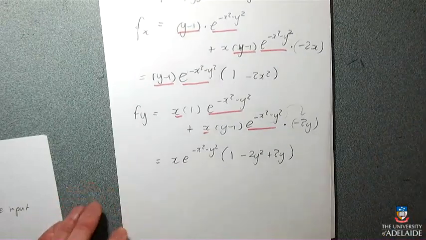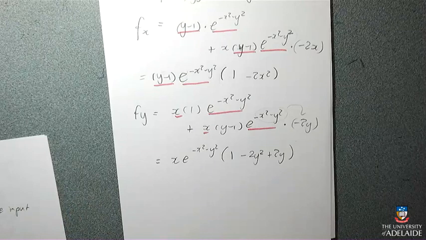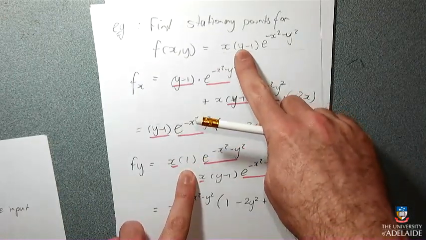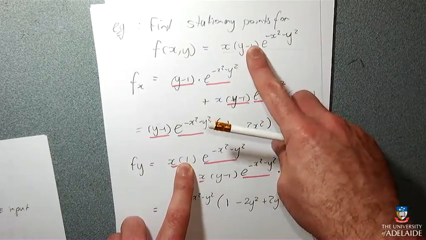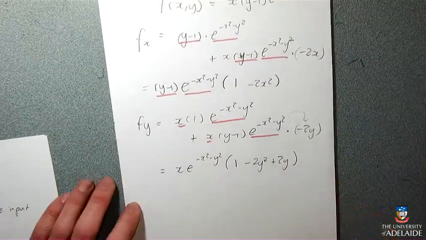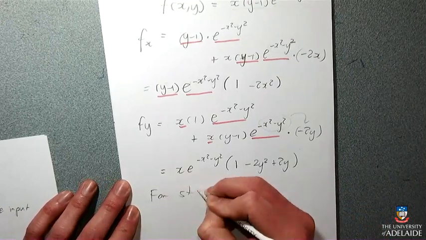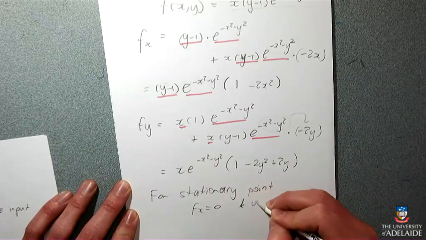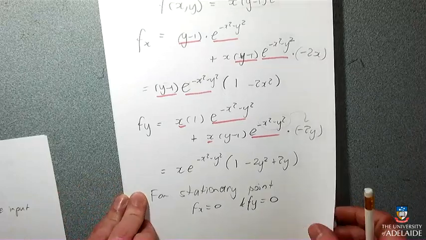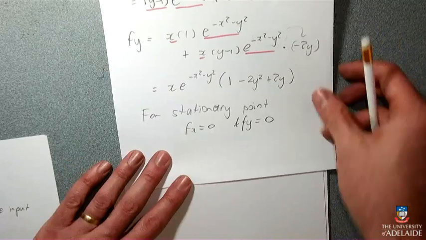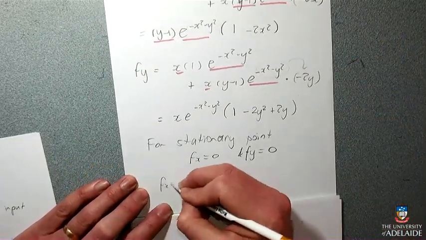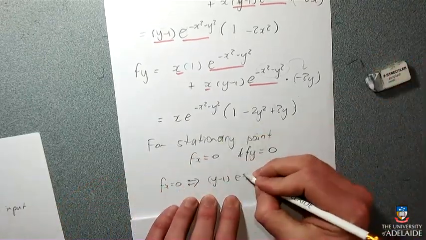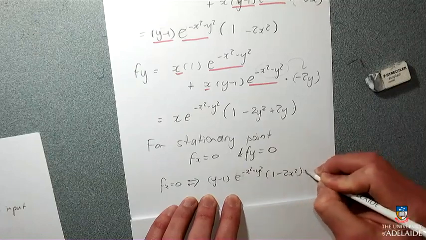At the stationary point, both of them are 0 at the same time. Yep? Let's just see. The derivative of y is 1, and the derivative of minus 1 is 0. Yep. Okay, so for a stationary point, both fx is 0 and fy is 0 at the same time. So I'm going to need to make them both 0 and see what happens. So let's see. So fx equals 0 means that y minus 1 e to the minus x squared minus y squared, 1 minus 2x squared has to be 0.